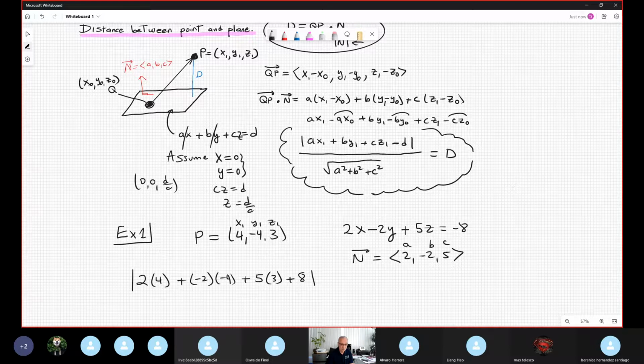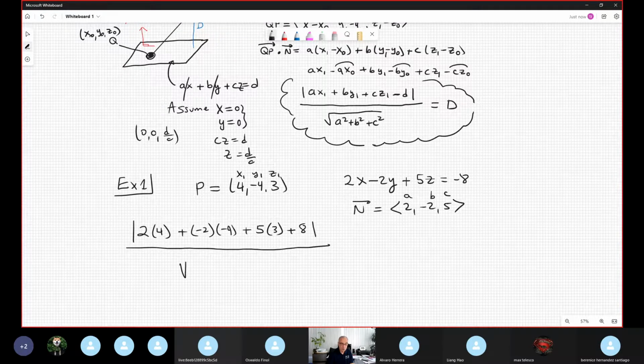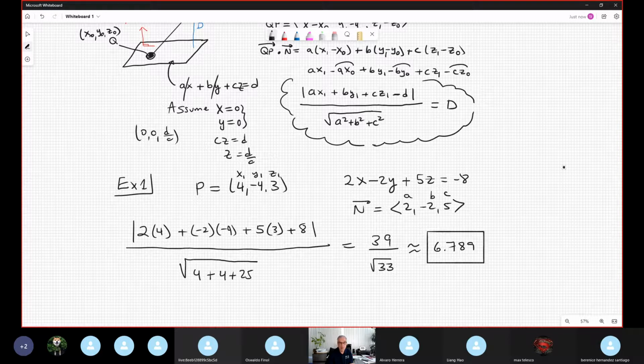Absolute value, divided by the square root of 2 squared, which is 4, plus negative 2 squared, which is 4 again, plus 5 squared, which is 25. So on the top we have 39, and on the bottom we have the square root of 33. Now in decimal approximation, the answer is 6.789. Boom. Okay, no problem. Do you understand very well or no?